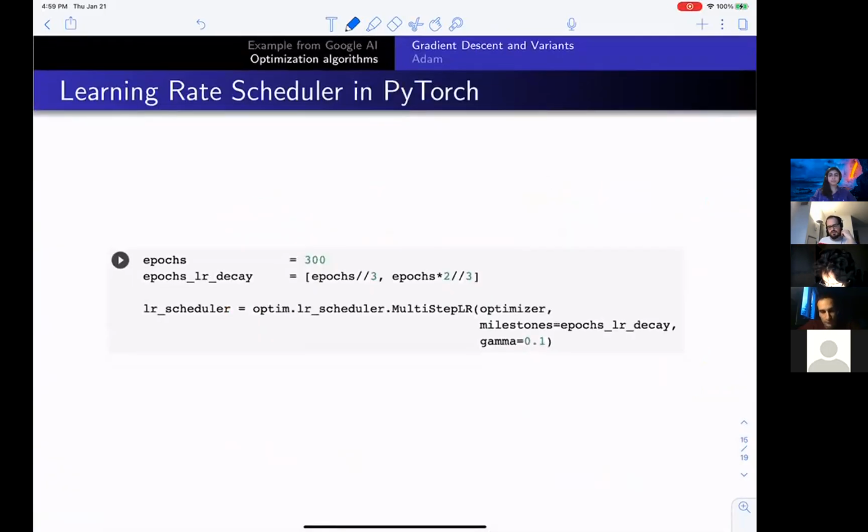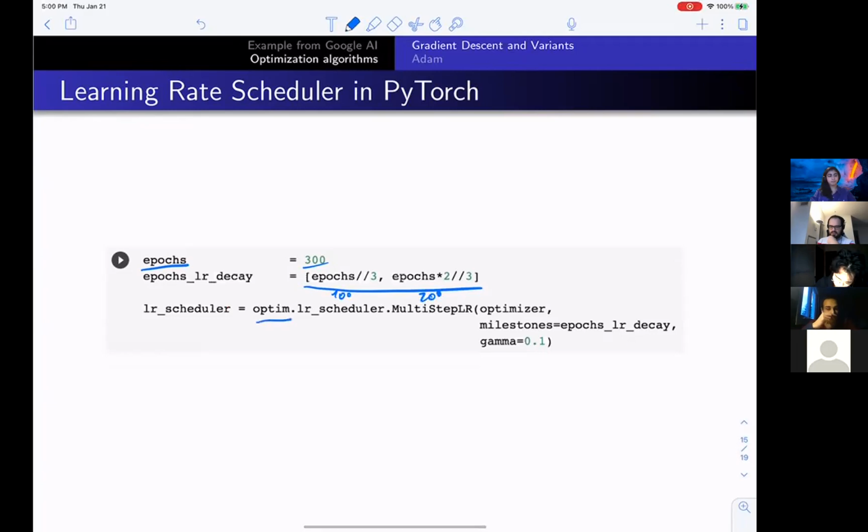So here's how you do this learning rate scheduler in practice. You set a certain number of epochs, which is in my case 300, and you specify a list of epochs in which you would like to decrease your learning rate by a certain factor. So in this case, epochs divided by 3 is just 300 divided by 3, which is 100, and epochs divided by 3 multiplied by 2 is 200, right? So this is 100, 200.